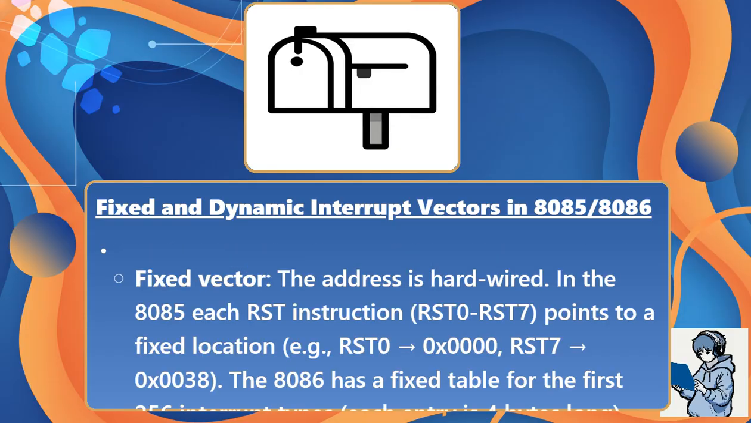Fixed vector: the address is hardwired. In the 8085, each RST instruction, RST0 to RST7, points to a fixed location. For example, RST0 points to address 0x000, and RST7 points to address 0x038. The 8086 has a fixed table for the first 256 interrupt types. Each entry is 4 bytes long, starting at address 0 in real mode.